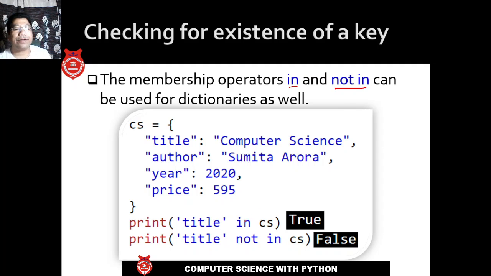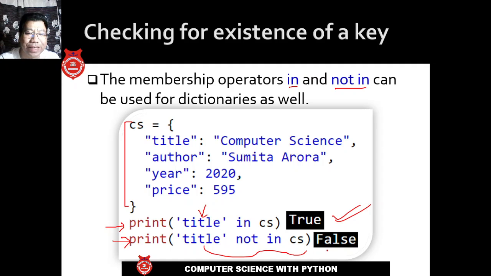All right. So let us take the same example of the CS dictionary. If I check whether title exists in CS, yes, the answer is True. It exists. If I check whether title is not in that dictionary, no, it is existing in that dictionary.